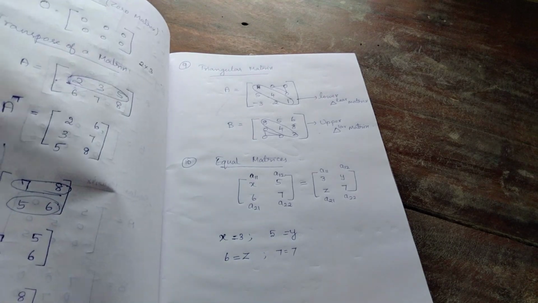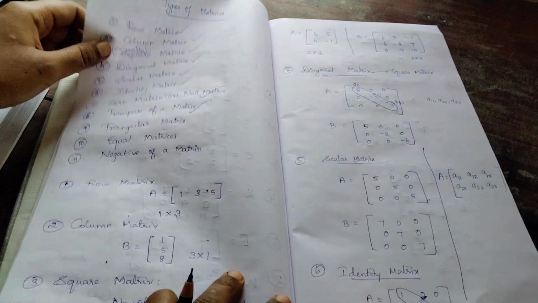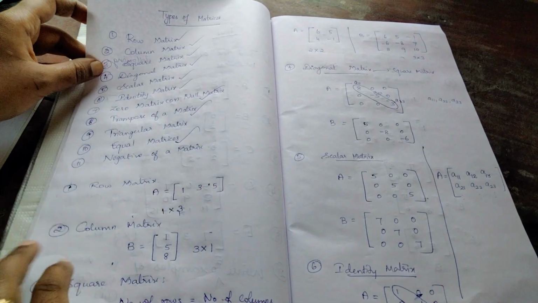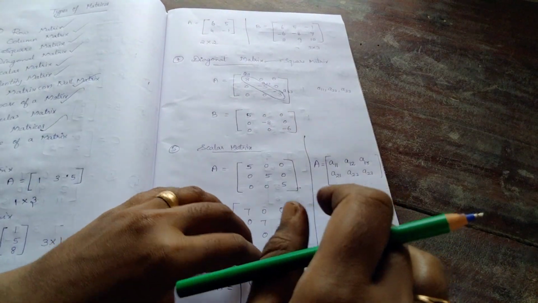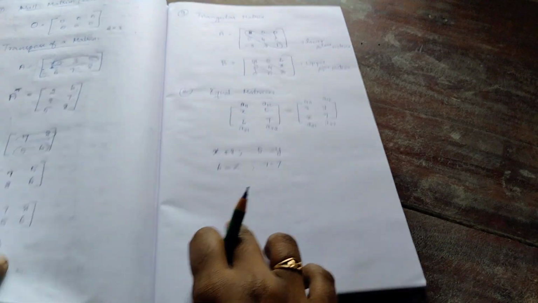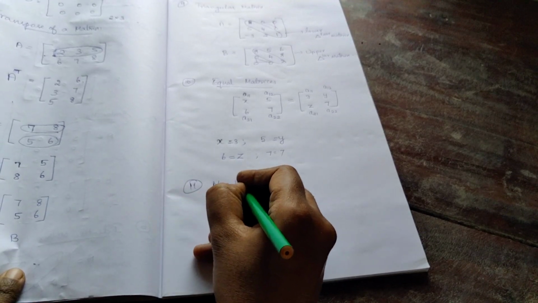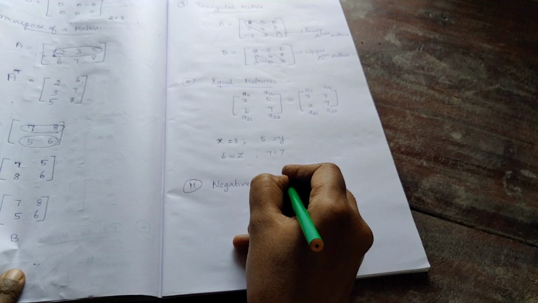Then are there any more types? The 10th one is equal matrices. The 11th one is the negative of a matrix. How will you find the negative of a matrix? The last one, so listen.